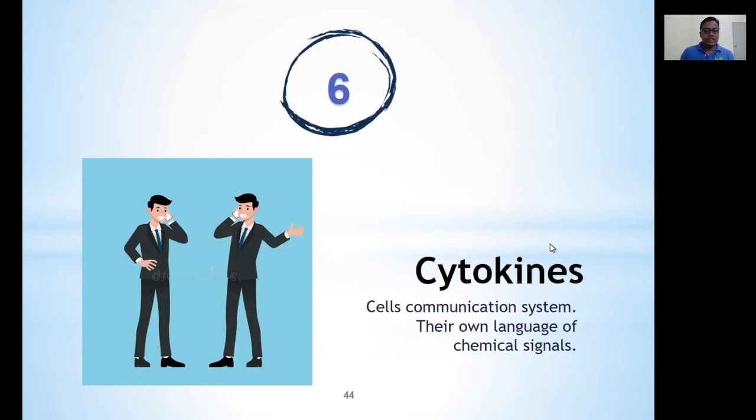For the sixth part of the series of lectures on the adaptive immune response, now we will talk about cytokines. Cytokines are like the cell's communication system. Like their own language, it consists of chemical signals. This is how the cells talk or communicate between themselves.